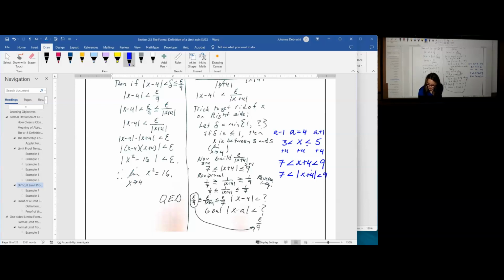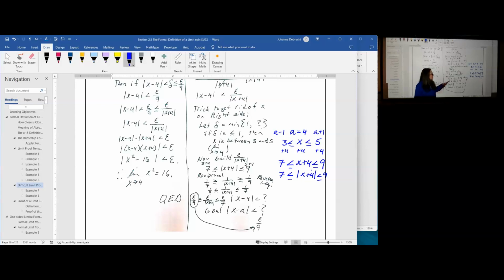And I should have put equal to or equal to. So I'll add that to each of my ones. It could be at the end point. So if delta is 1, it could be actually at 5 or at 3.